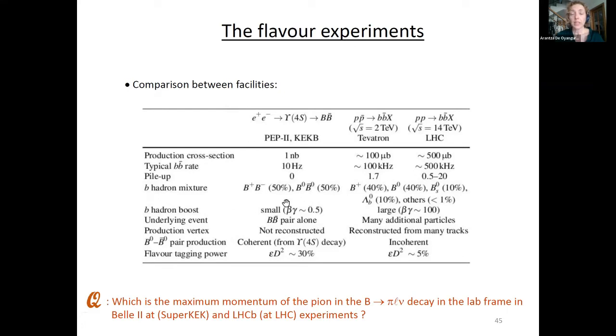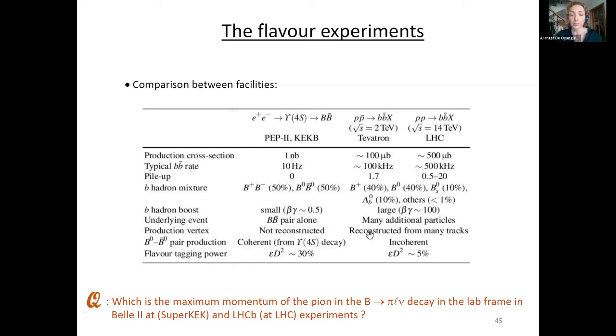Here, the good thing of the experiments working at the epsilon 4s is that you have basically what has been produced from the BB decays, so from the B meson decays, you have just that. It is not that they are hadronizing, it is that you have the B and the B bar mesons. In the case of the proton-proton, it is much more complicated because you have a B quark and an anti-B quark, and they hadronize. And at the same time, you have a lot of available energy, and then you have a lot of pions and other particles which are created. So it is much more complicated to separate. This is much cleaner in the case of the epsilon 4s.